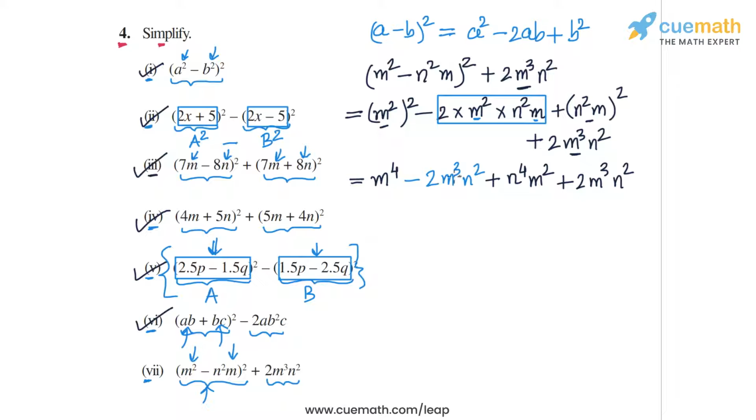So in these terms, the second term and the fourth term cancel out, they are negative of each other, and we are left with only m to the power 4 plus n to the power 4 m square. Okay, so this expression that we have obtained is the simplified version of the expression in part 7. So with this we have completed part 7, and we have finished question 4.